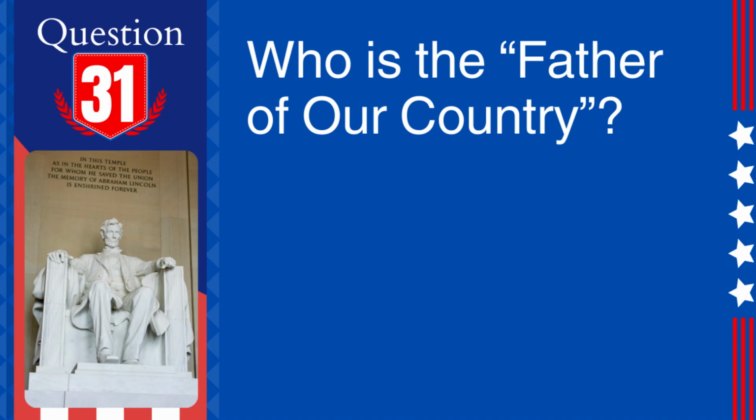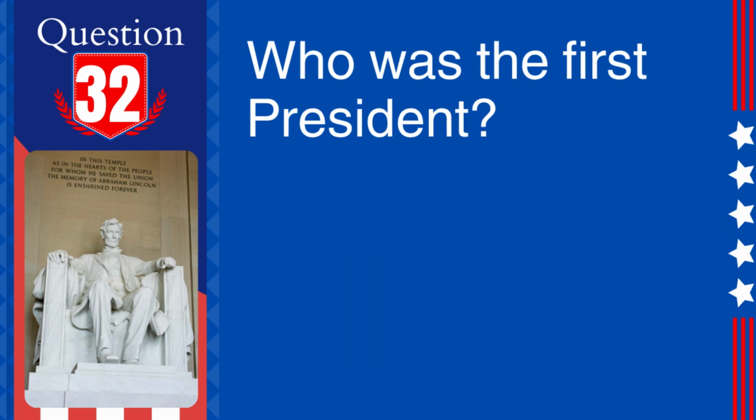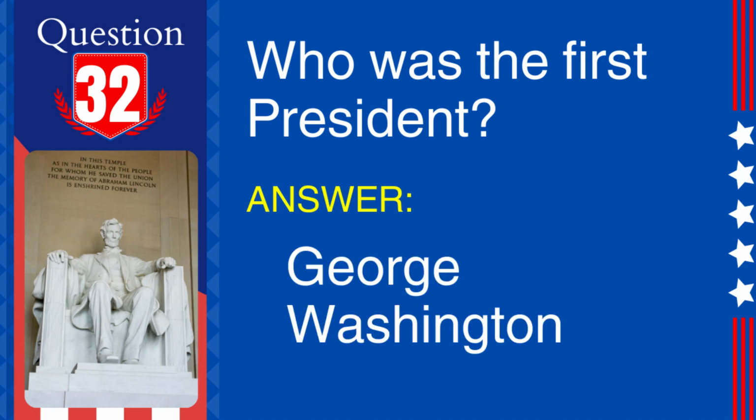31. Question. Who is the father of our country? Answer: George Washington. Explanation: George Washington is often referred to as the father of our country for his leadership during the American Revolution and as the first president of the United States. 32. Question. Who was the first president? Answer: George Washington. Explanation: George Washington served as the first president of the United States from 1789 to 1797.